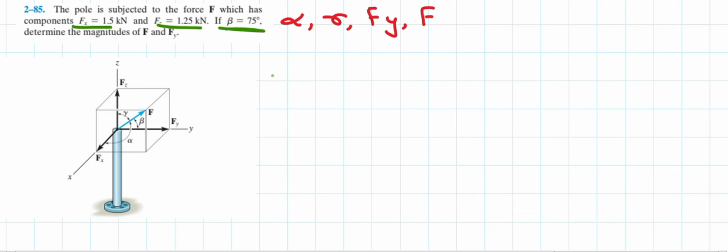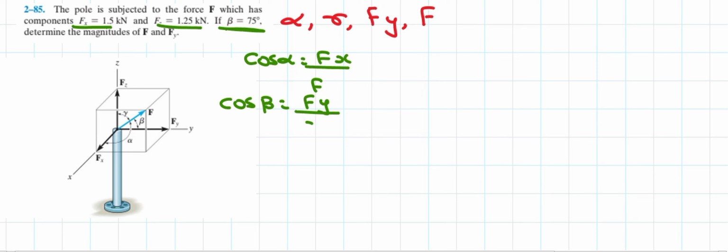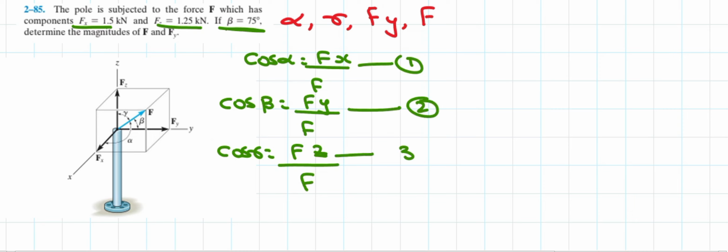So, we know that cos alpha is equal to Fx upon F. Similarly, cos beta is equal to Fy upon F. And lastly, cos gamma is equal to Fz upon F. Let's call this equation number 1, this is equation number 2 and this one is equation number 3.